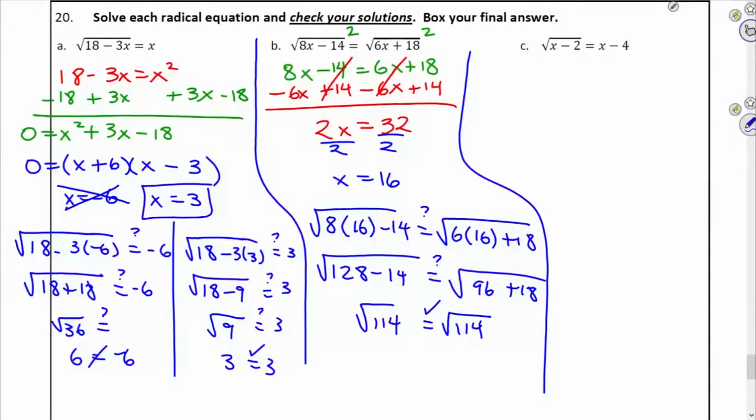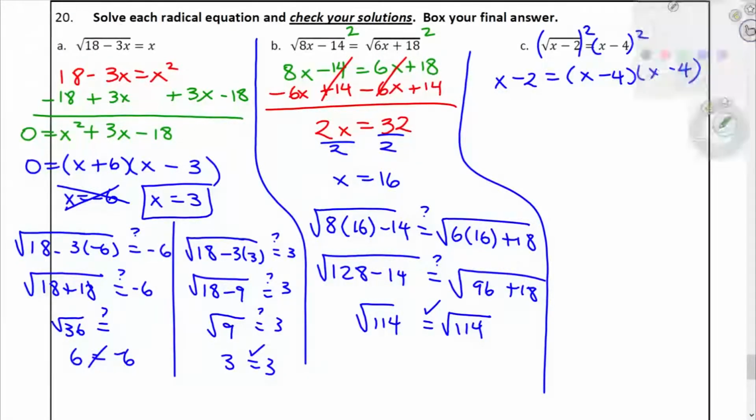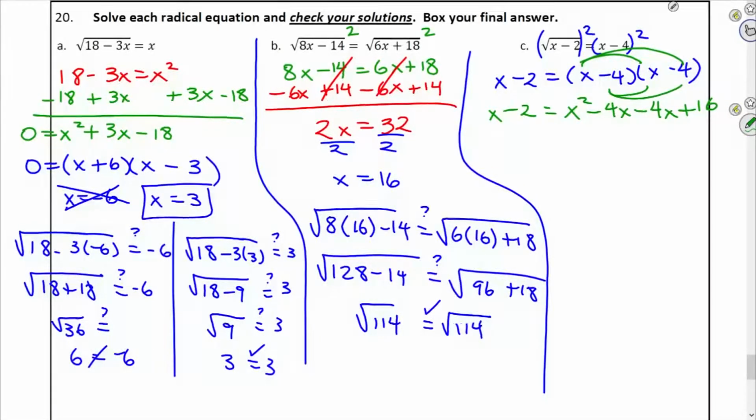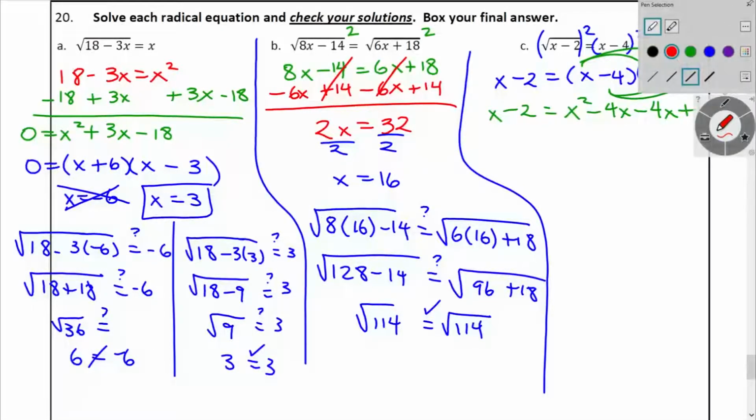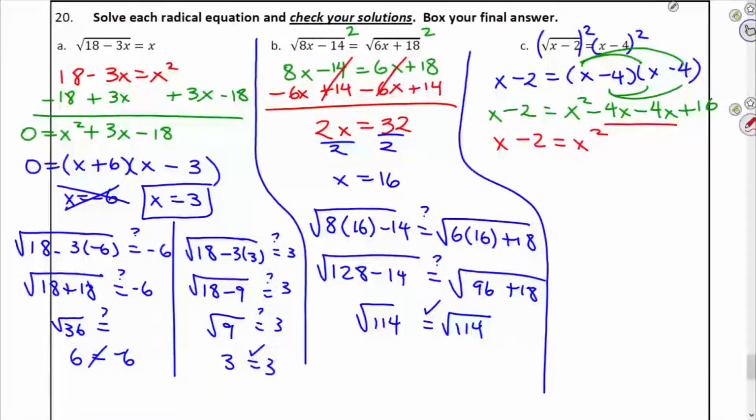All right, letter C. Again, I solve for the radical, and it is, which is very nice. And I'll square both sides. And I get x minus 2 is equal to x minus 4 times x minus 4, because that's what it means to square a binomial. And I will distribute: x minus 2 is equal to x squared minus 4x. Negative 4 times x is negative 4x, and negative 4 times negative 4 is a plus 16. So combining like terms, I get x squared minus 8x plus 16.